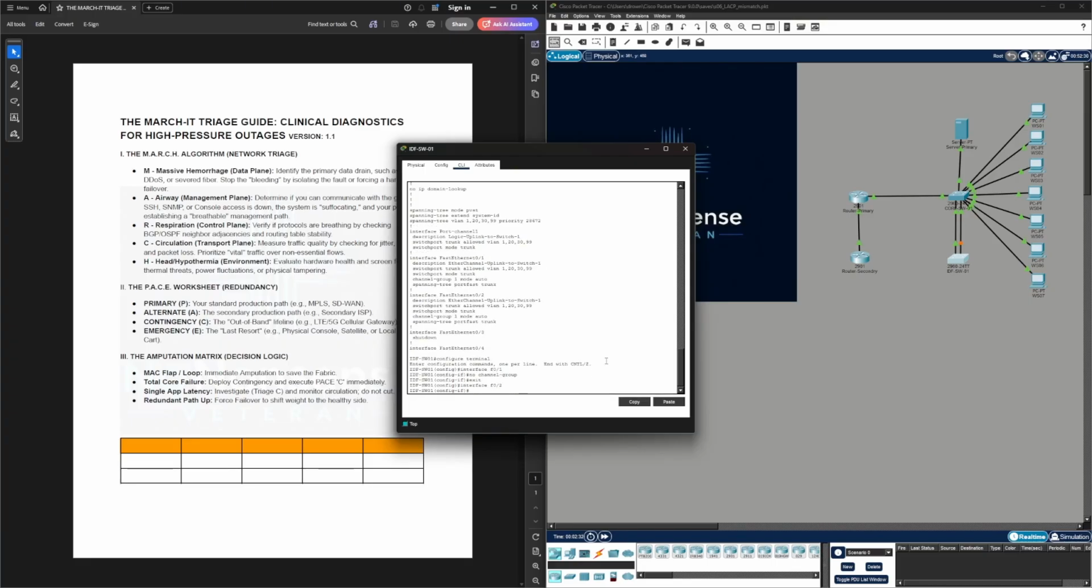In medic mode, we clean the wound before we stitch it. We go into configuration mode and strip off the bad channel group command in both interfaces. Clear the bad logic first.